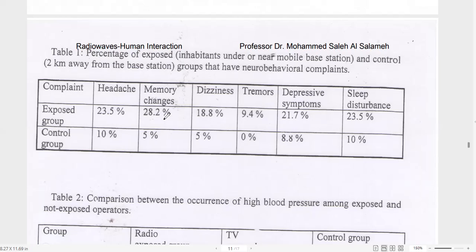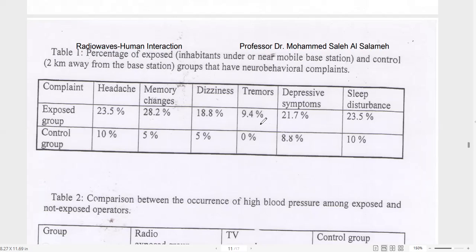28.2% of the people living near towers suffer from memory changes, whereas only 5% of the people living away from the tower suffer from memory changes. Dizziness: 18.8% of the people living near the cellular tower suffer from dizziness, whereas only 5% of those living away suffer from dizziness.